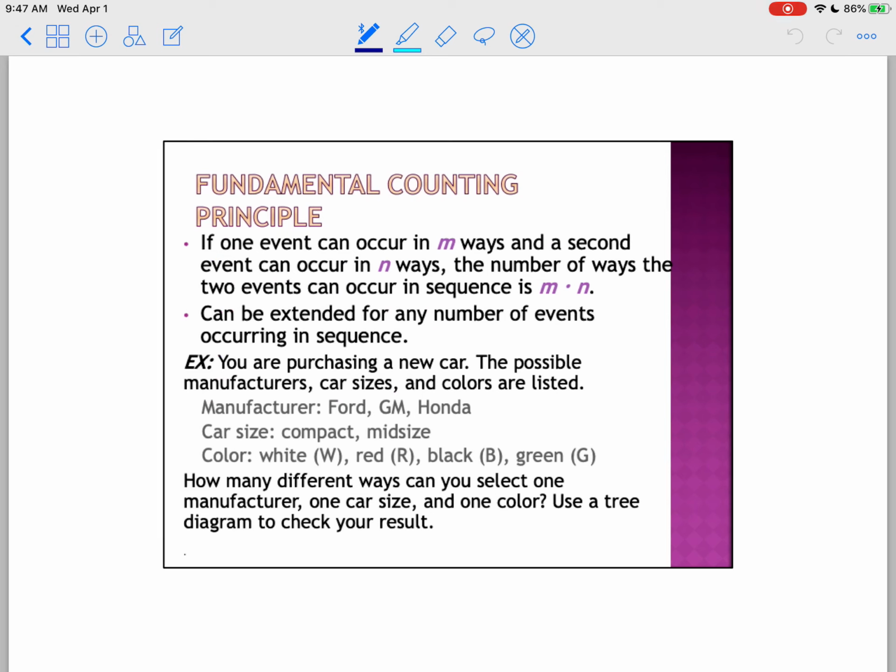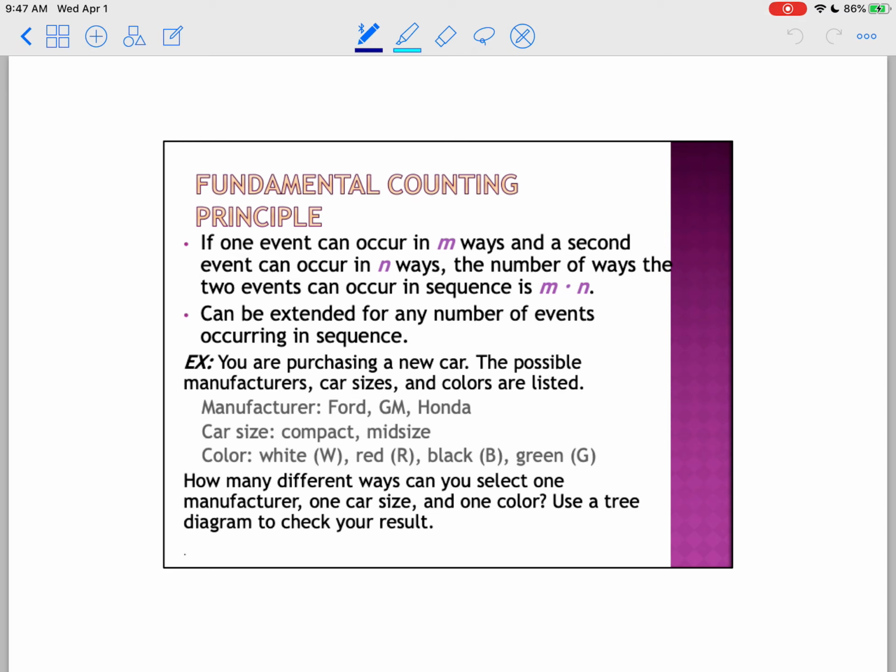So the first thing we're going to do is define a couple of things. What we just discovered in the warm-up, or hopefully that you were able to get, is that if one event occurs m ways and a second event occurs n ways, the number of ways the two events can occur in sequence is m times n. And so that was the shirt, pant, shoe combination, or 3 children being born. Okay, this can be extended for any number of events.